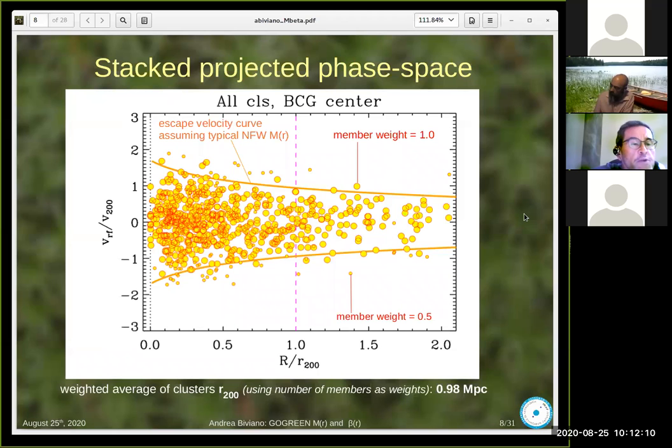The weighted average of the cluster R200 is 0.98 megaparsec. So this is very convenient because whenever I'm showing things in units of megaparsec or R200, it really makes no difference, okay?